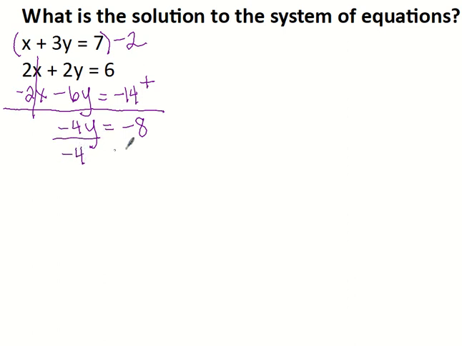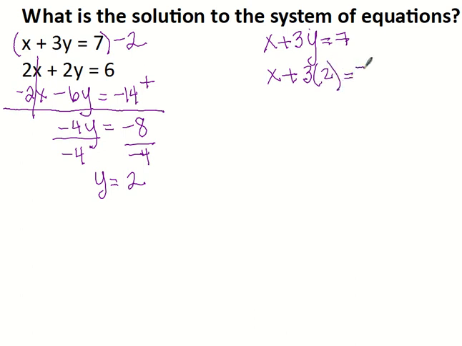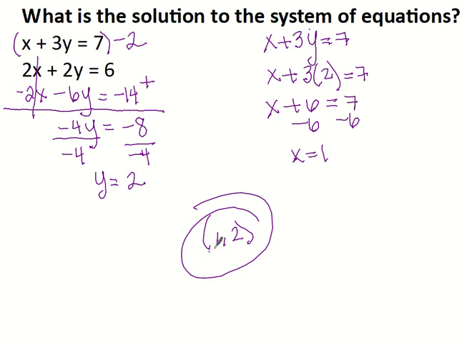Okay. Then I'm going to divide by negative 4. And I'm going to get y equals positive 2 because a negative over a negative is positive. Now again, it does not matter which of these equations you plug it into. I do like the first one just because I have less multiplying to do. So I'm going to go x plus 3 times 2 equals 7. x plus 6 equals 7. Subtract the 6. We get x equals 1. And there's our solution, (1, 2). Eliminate.